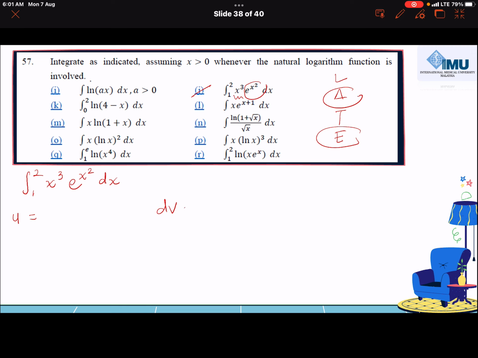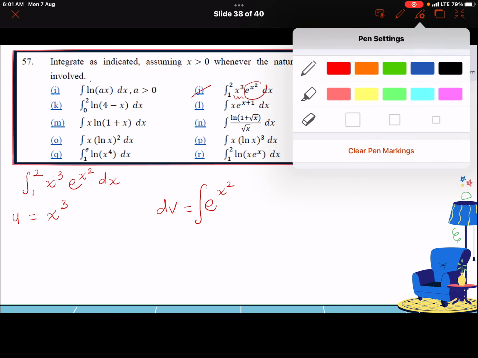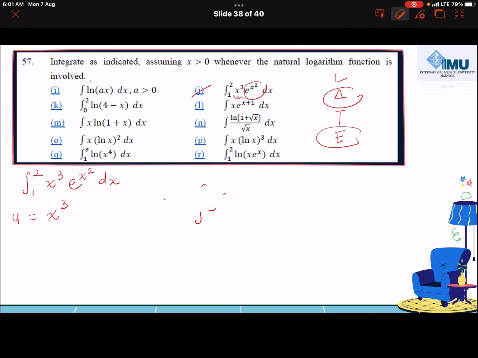So by using the rule of order LATE, x cubed will be your u, dv will be your e to the x squared. The problem arises when you want to integrate your selected dv. If you notice, e to the x squared cannot be integrated directly. Hence, I will make a few changes in terms of my selection. What I will do is, basically, I'm going to separate my x cubed to become x squared times x.